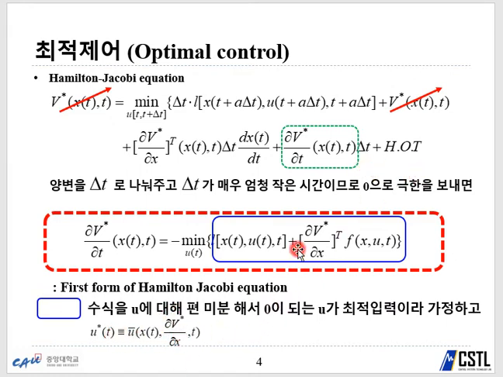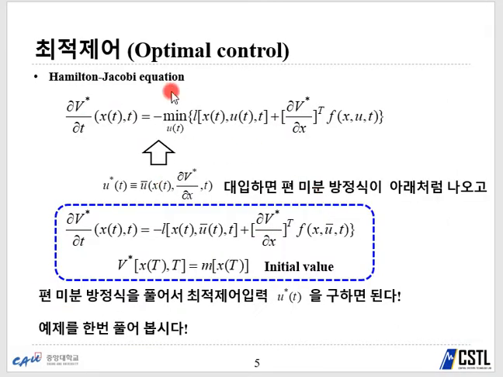So we substitute this. We can get the PDE of the optimal cost function. We should solve the PDE to get the optimal control input. However, in practice, solving this equation, solving the PDE, is very difficult. So we use neural networks, reinforcement learning, or dynamic programming to approximate the optimal solution.